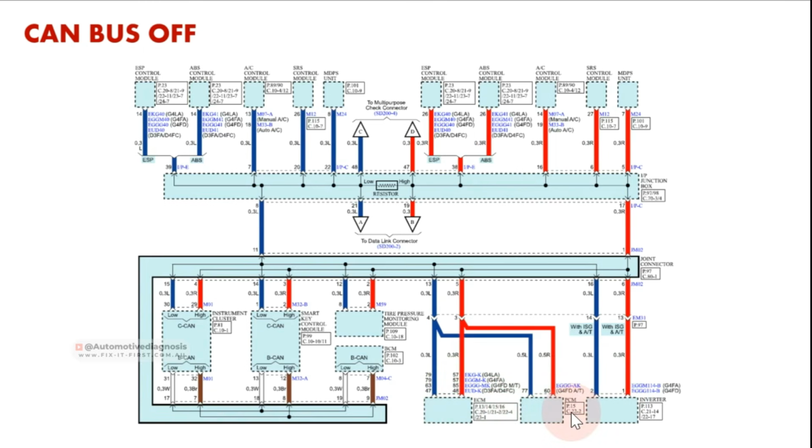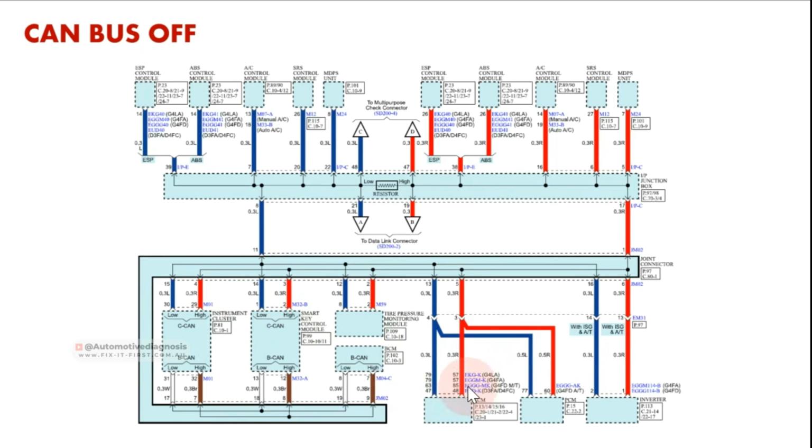So that's why you don't see TCM in here. But just imagine, look at the instrument cluster, which is connected to the high-speed CAN as well. If the instrument cluster is not responding properly to the ECM, the ECM will set a fault code for CAN timeout with the instrument cluster. So it means there is no communication between ECM and instrument cluster.